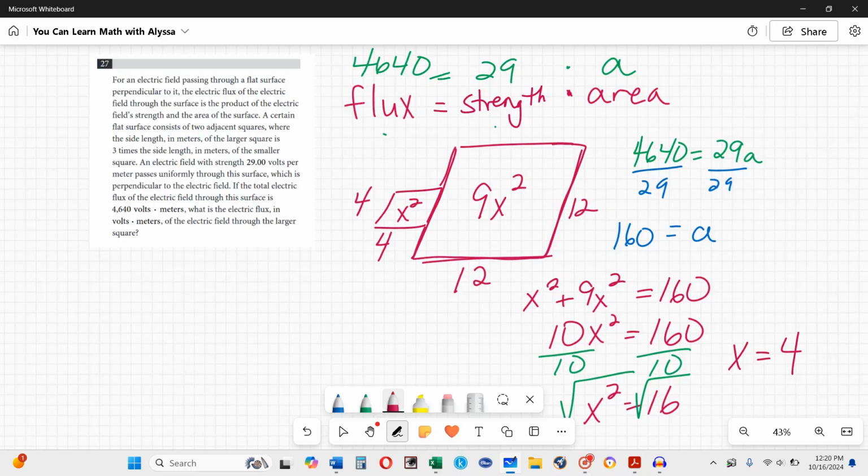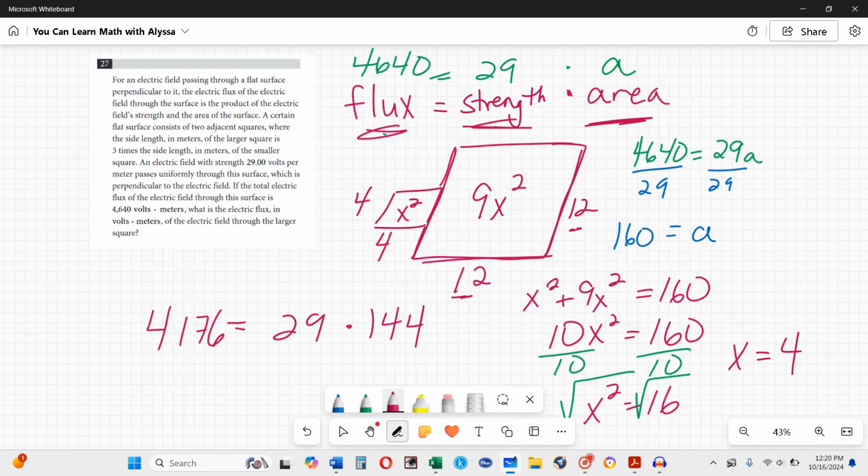All right. So now I want to know the electric flux going through the larger square. Flux is equal to strength times area. I know my strength is 29, and my area is 12 times 12, or 144. If I multiply those together, I get 4,176, and that is my flux. That is one way to do it. It is perfectly valid, and that is the right answer, 4,176.